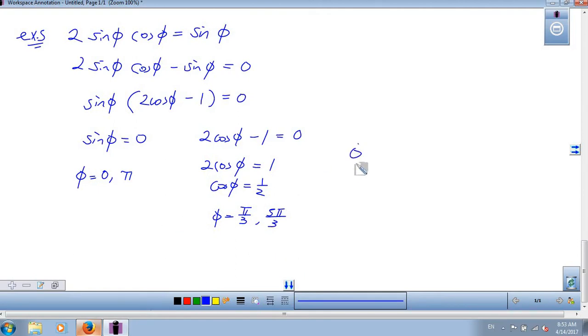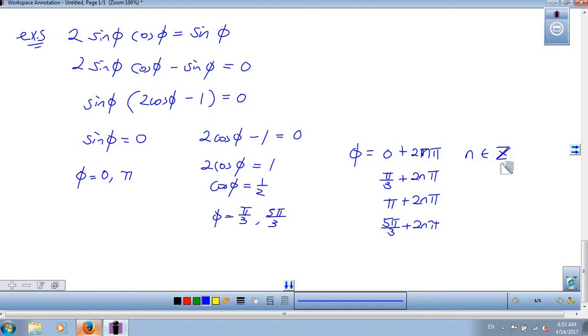But if we want to write a general solution, we would do 0 plus 2n pi, and then let me list them in order: pi over 3 plus 2n pi, and then pi plus 2n pi, and 5 pi over 3 plus 2n pi. That's the general solution. And what does n belong to? n belongs to the set of integers.